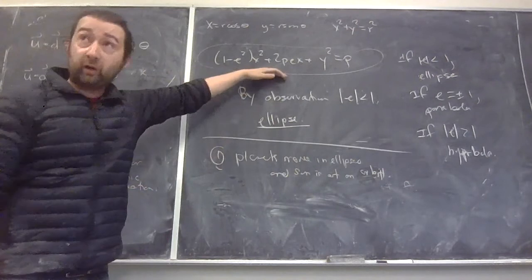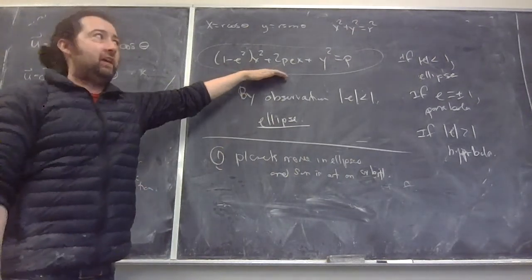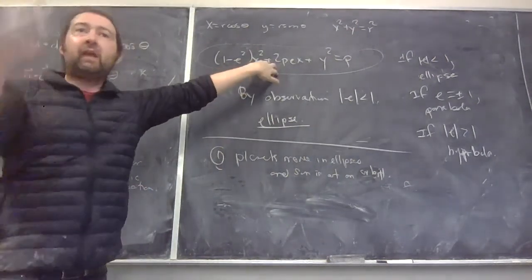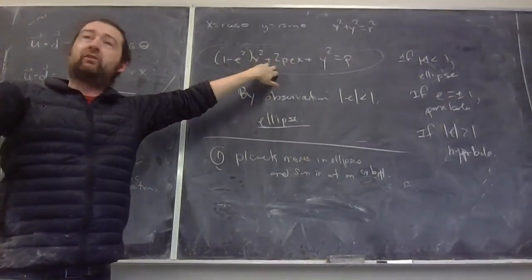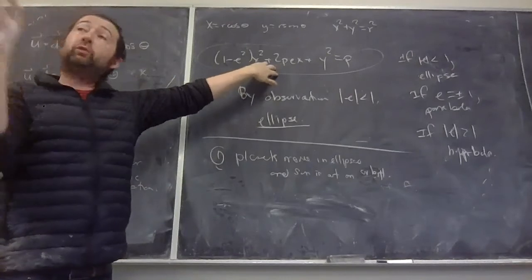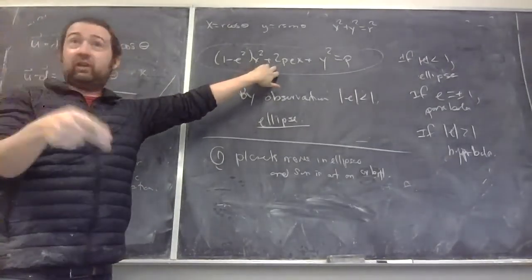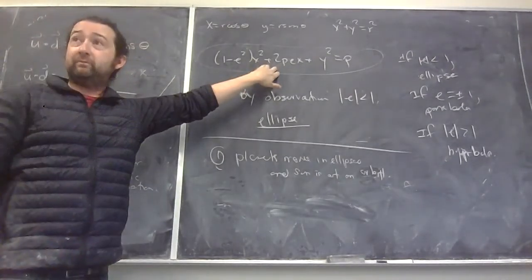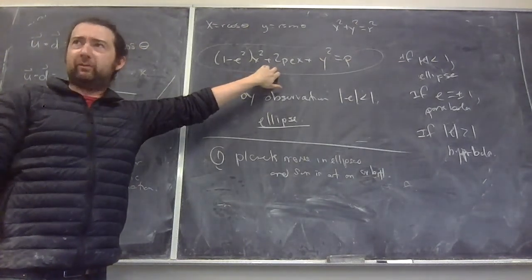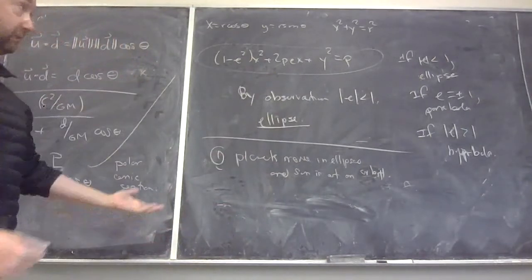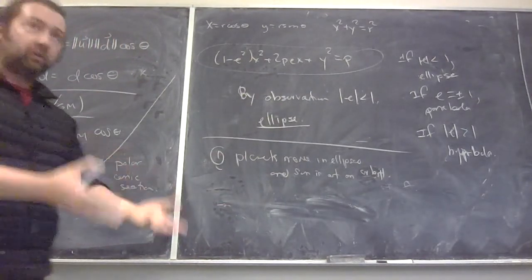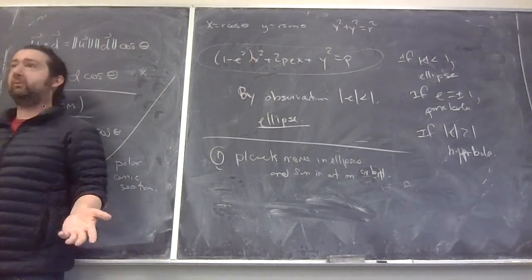It's nothing more than putting this in the form (x minus h) squared over a squared plus (y minus k) squared over b squared. It turns out that when you locate the coordinates of the ellipse, the sun sits at one of the foci, which is a remarkable fact, actually. And again, all of this tells you something about the power of the universal theory of gravitation in the vector formulation.